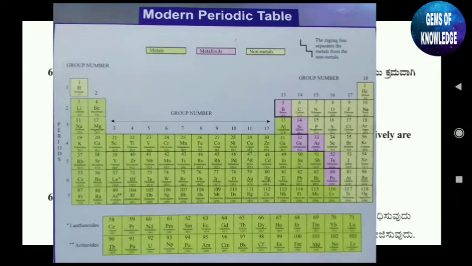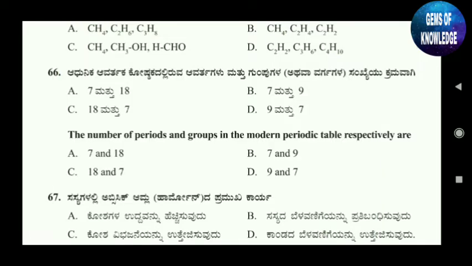The horizontal lines are called periods. How many horizontal lines are present there? There are 7. So basically we have 7 periods, and the vertical lines are 18, so we have 18 groups. We can say 7 periods and 18 groups. So the correct answer is option A.